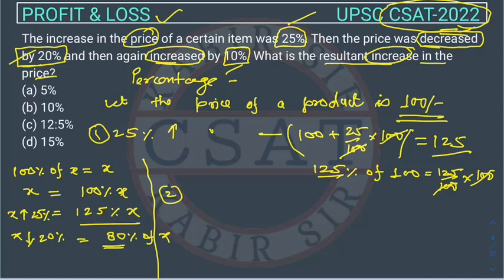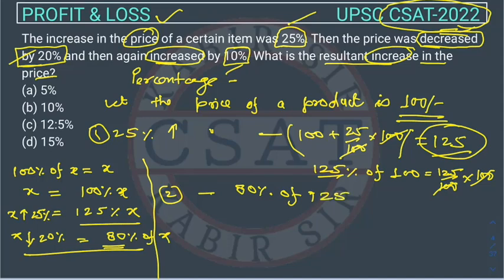Second is decrease by 20%. So as I told you here, what I can directly write? I can directly write 80% of what's the current price? The current price is 125, right? So it will become 80 upon 100 into 125. From 25 we can cut this, right? 4 will cancel this. So the price will be 100, right?